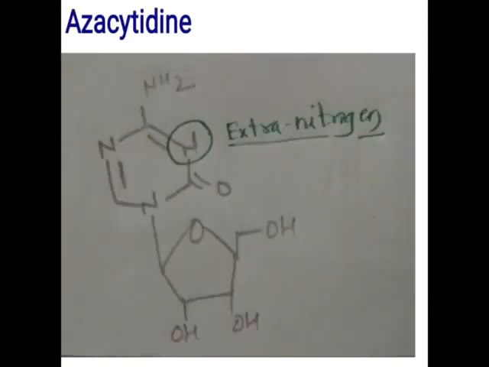Here D means deoxy, so it does not enter into the synthesis of DNA. Hence what happens? DNA synthesis does not take place. So 5-fluorouracil inhibits DNA synthesis, and it is also an inhibitor of the enzyme thymidylate synthetase. So that is 5-fluorouracil.